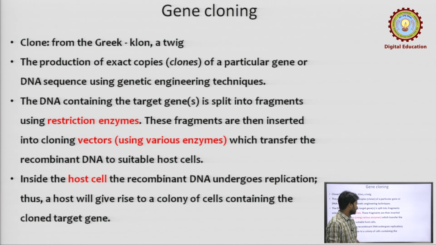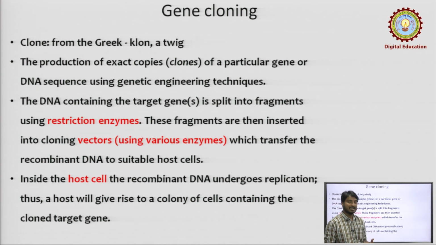So next, as per the definition, it is the production of the exact copy of a particular gene or a DNA sequence using genetic engineering techniques. So in this we basically produce the gene. What is a gene? As we know, a gene carries some hereditary information like the information about your height, color of eyes, color of skin. So we have to make the clones of those genes. For this we use gene cloning techniques.